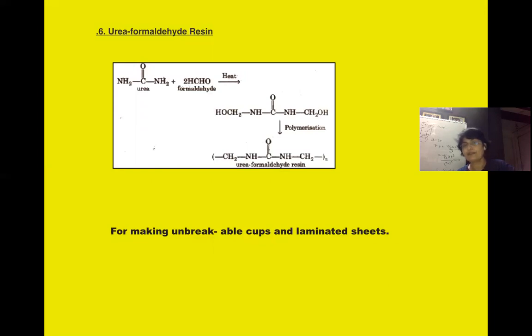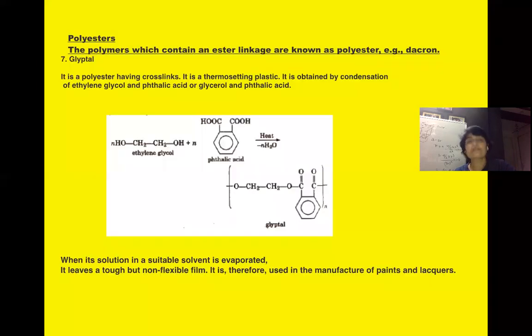Urea and resin, you will see. Urea and formaldehyde attachment type is same. NH है, C से जाके जुड़ेगा, and double bond O जो pi bond O के पास गया था उस O से जाकर के H जुड़ेगा. For making unbreakable cups and laminated sheets, this is used.